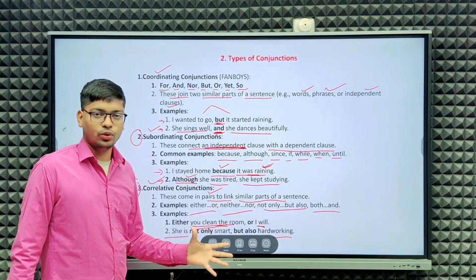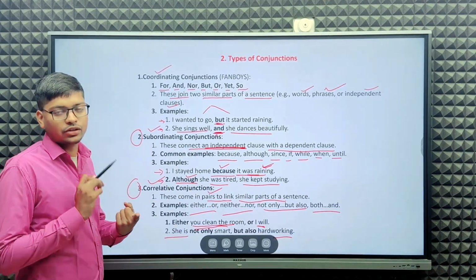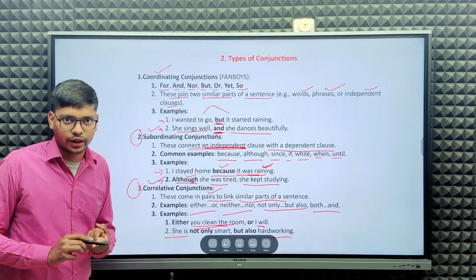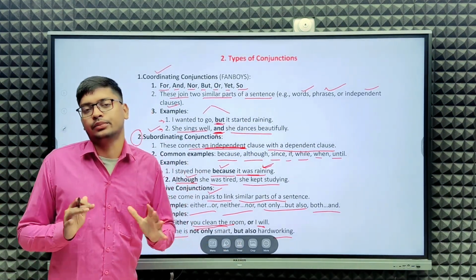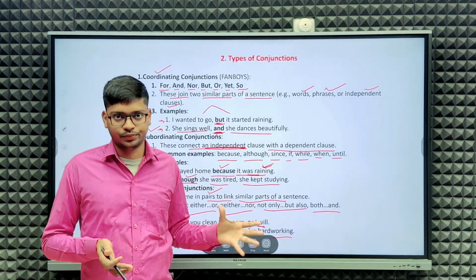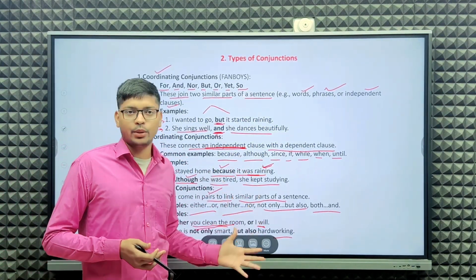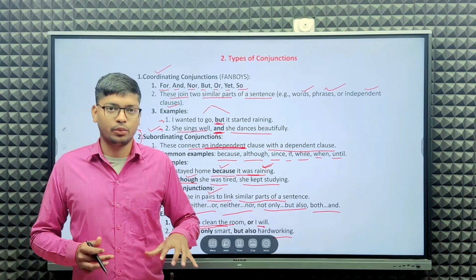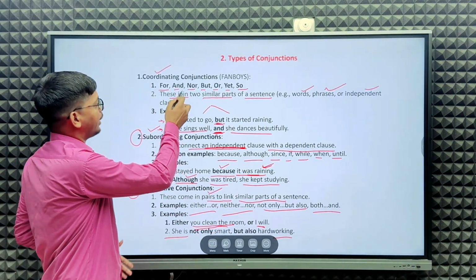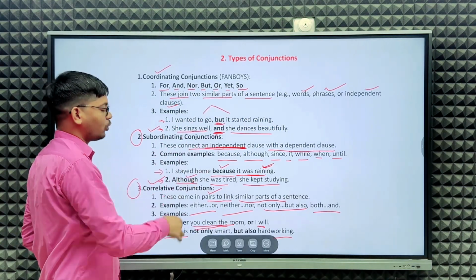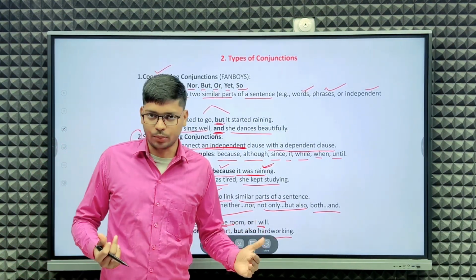So you can easily understand the types of conjunctions: coordinating, subordinating, correlative. You must remember examples of all types of conjunctions because they are very important. If you remember these examples, like for, and, nor, but, also, you can easily remember them. Okay, so let's do some practice.